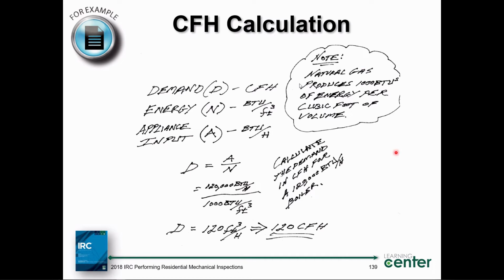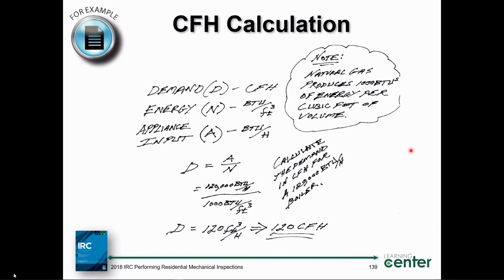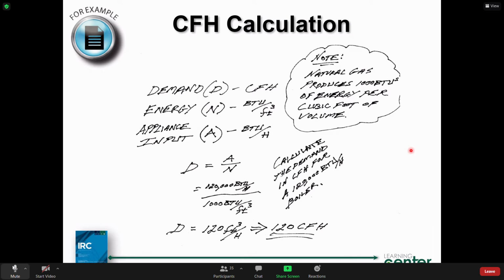Now it's your turn. If I told you that I had a 75,000 BTU per hour furnace, how many cubic feet per hour is the demand? 75. Great, Chris. Excellent. I'm going to give you another one. You ready? I've got a 250,000 BTU direct fired boiler. How many cubic feet per hour is that? 250. Right. I'm just taking 3 zeros off. I've converted it. Fantastic. We're jamming, right?